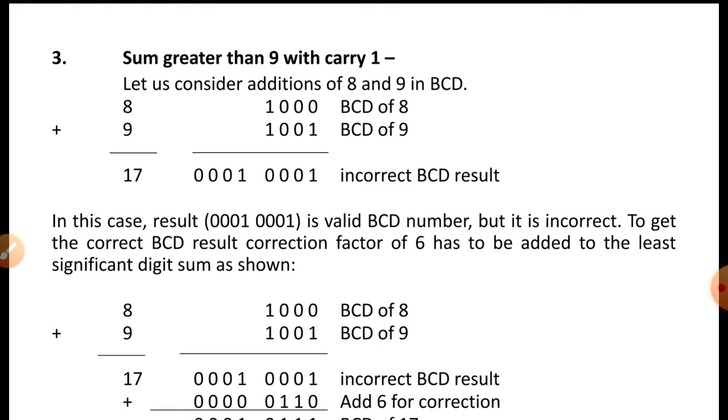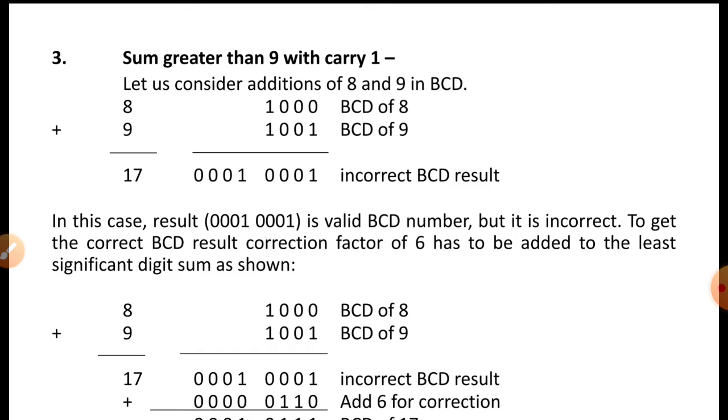So of course, when 8 and 9 are added, we will be getting 17. But when it is done by the processor, 8 is converted into binary, that is 1000, and 9 is converted into 1001, and when we add them, we get 0001 and 0001. So this most significant nibble, the higher nibble 0001, is actually the carry, which is generated by adding the lower nibbles, that is 1000 and 1001.